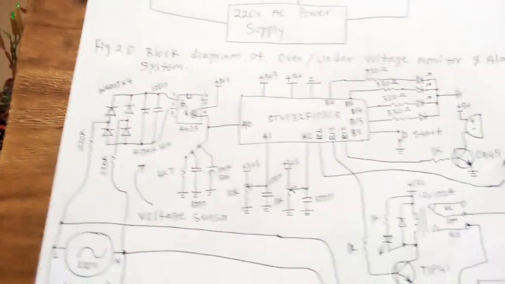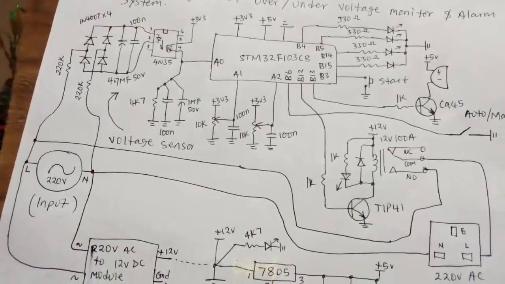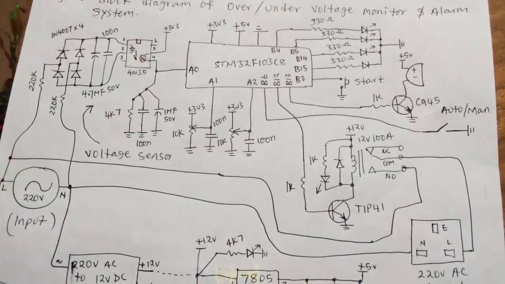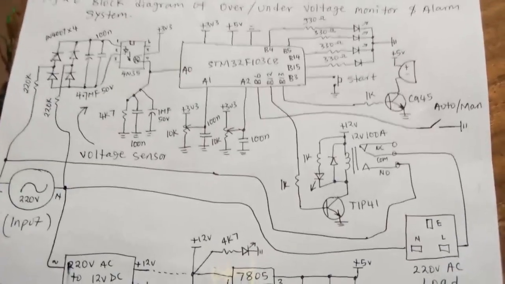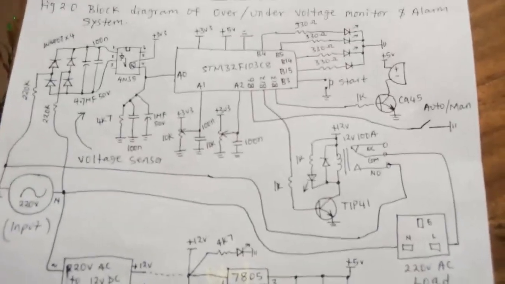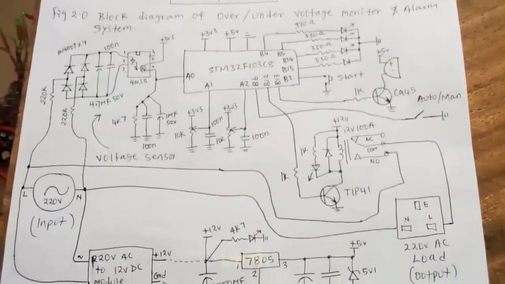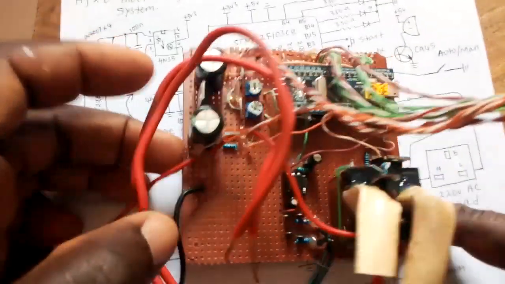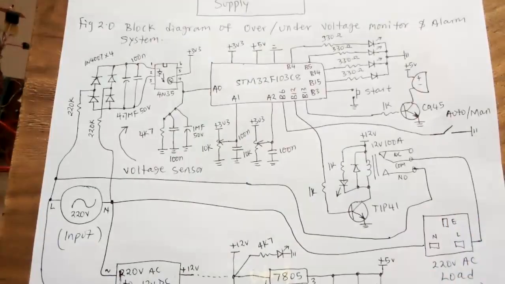So let's take a look at the circuit diagram. This is the circuit diagram that you have here. Let's erase this so you can see it clearly. Okay. What you have here is the complete circuit diagram of this over voltage and under voltage monitor that you see here, which I have finished constructing. Let me explain the circuit to you.